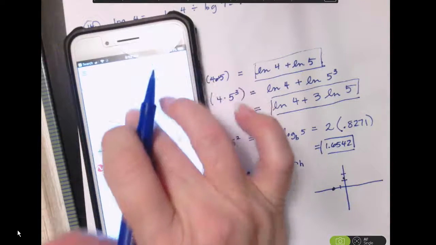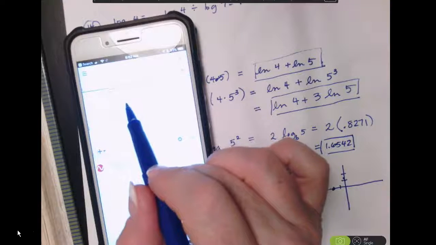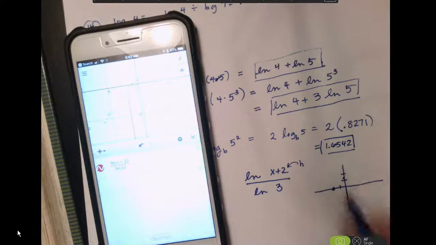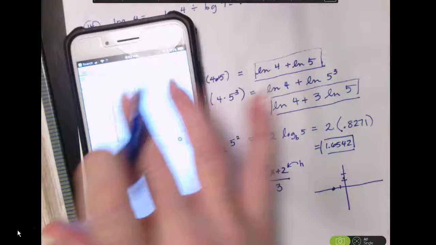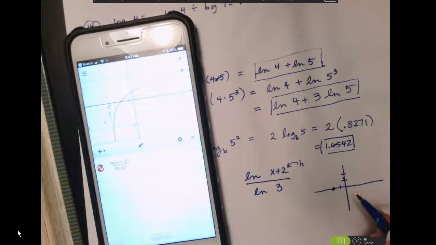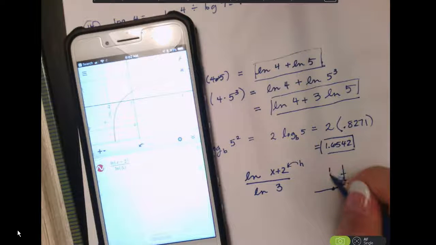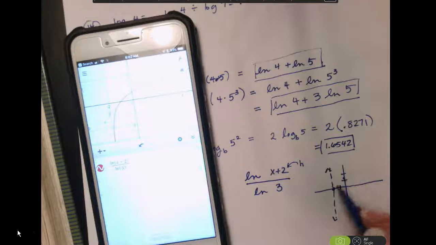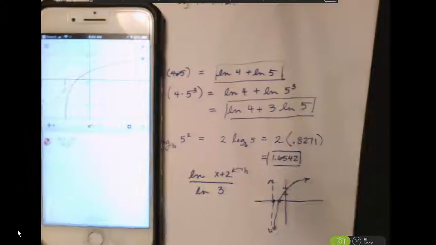So my asymptote is 2 to the left, sorry. And then my intercept is at 1. So here's the graph. We're getting closer and closer to -2. Okay, so that makes sense.